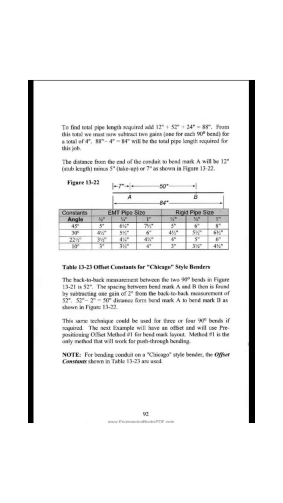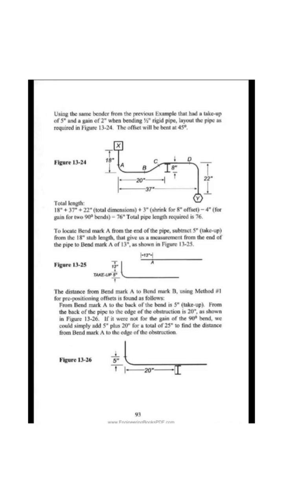The next example will have an offset and will use pre-positioning offset method number 1 for bend mark layout. Method number 1 is the only method that will work for push-through bending. Note: for bending conduit on a Chicago-style bender, the offset constants shown in table 13-23 are used. Using the same bender from the previous example that had a take-up of 5 inches and a gain of 2 inches when bending 1/2 rigid pipe, lay out the pipe as required in figure 13-24. The offset will be bent at 45 degrees.